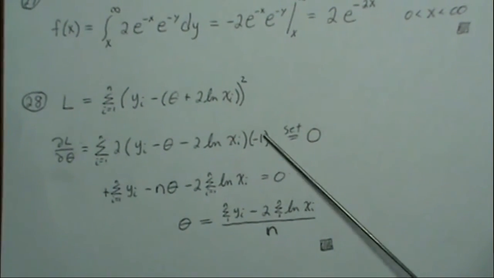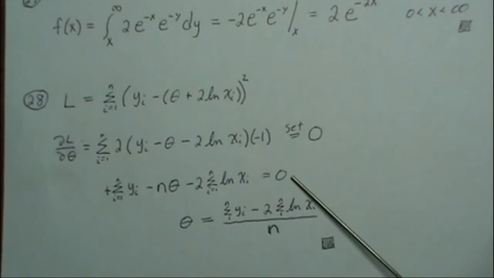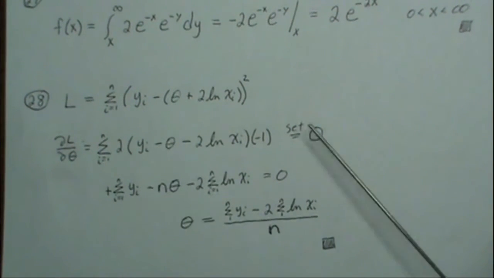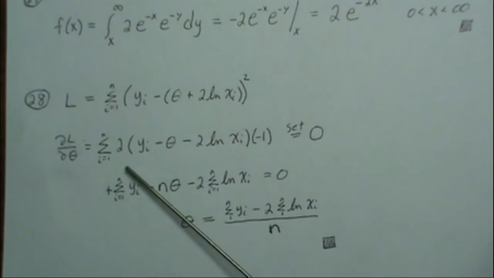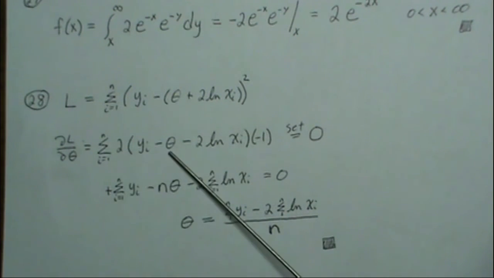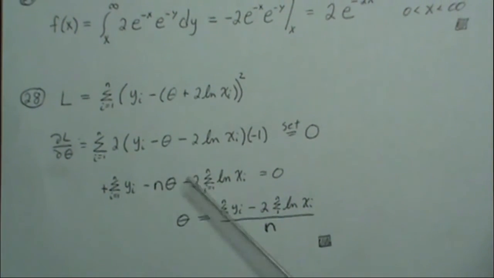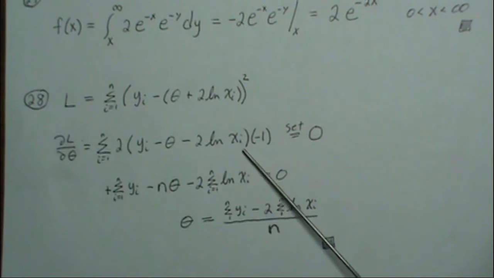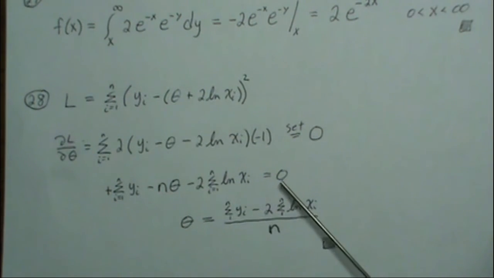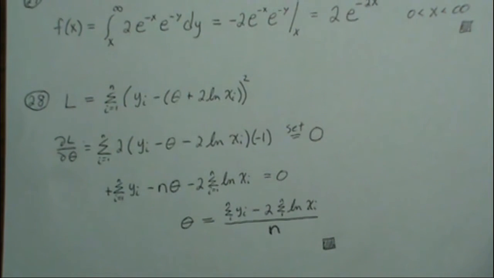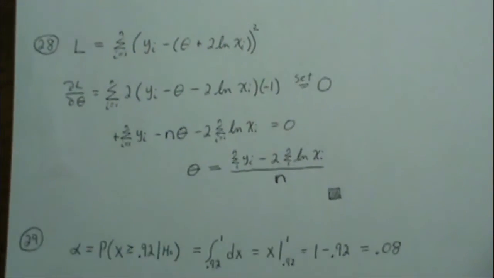So this minus, we can take it to the other side and we still get 0. We can take this 2 to the other side and we still get 0. So then the sum of the yi, and there's no index here, so there's n of those. And then here it's the sum of the log of the xi, still equal to 0. Take this over to the side and divide by n, and we get theta is equal to the sum of the yi minus 2 times the sum of the log of xi, divided by n.